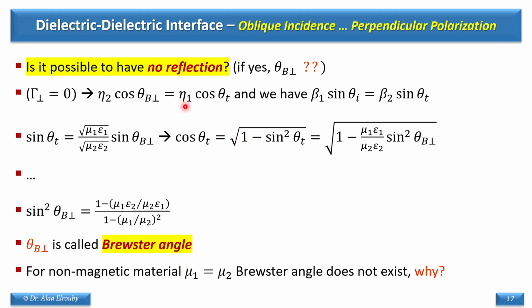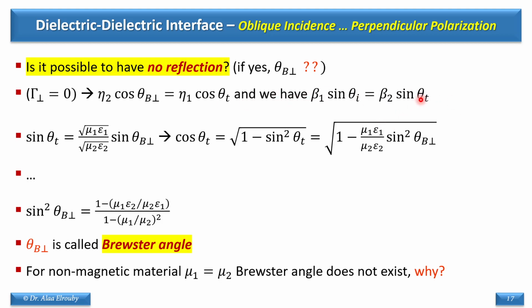And this is the condition for eta 2 cosine theta equal eta 1 cosine theta. So at this specific angle, which we call the Brewster angle, we have no reflection in media number 1. So this is the first equation, and we also have Snell's law of refraction as a second equation.